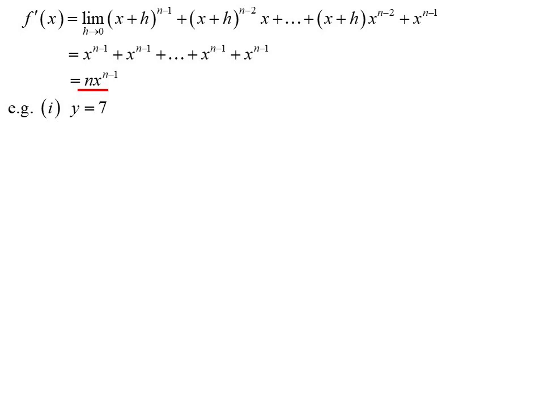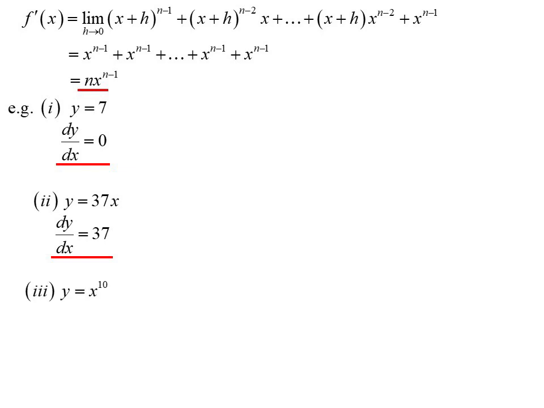Y equals 7, we know that's a constant. We can now just say, well, dy dx is 0. We don't have to use first principles. Y equals 37x, well, the derivative is 37. Again, we don't have to use first principles. But now, x to the power of 10, we simply bring down that power and then lower the power. 10, x to the power of 9.